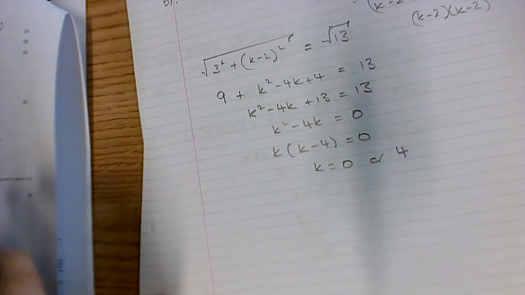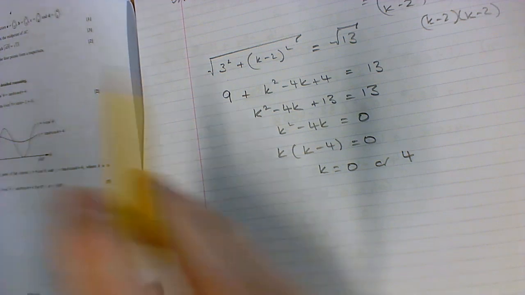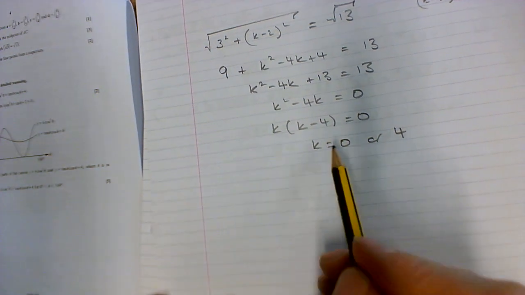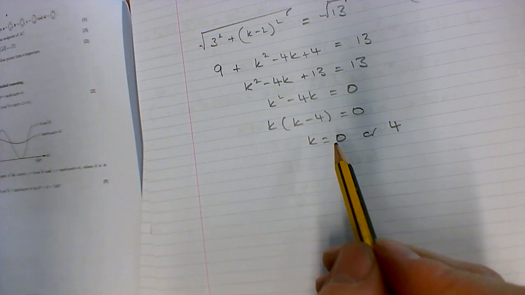Now let's just read the question, see if there's anything. Find the 2 values. So there's 2 values. I just wondered if you're going to cancel one out for any weird reason.